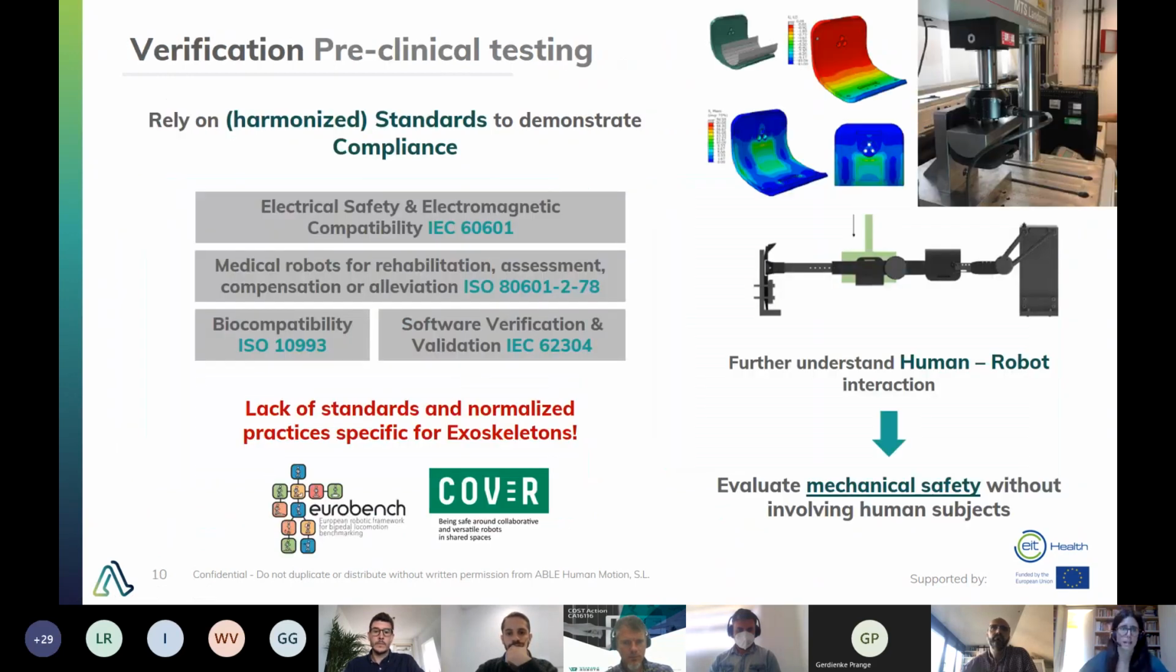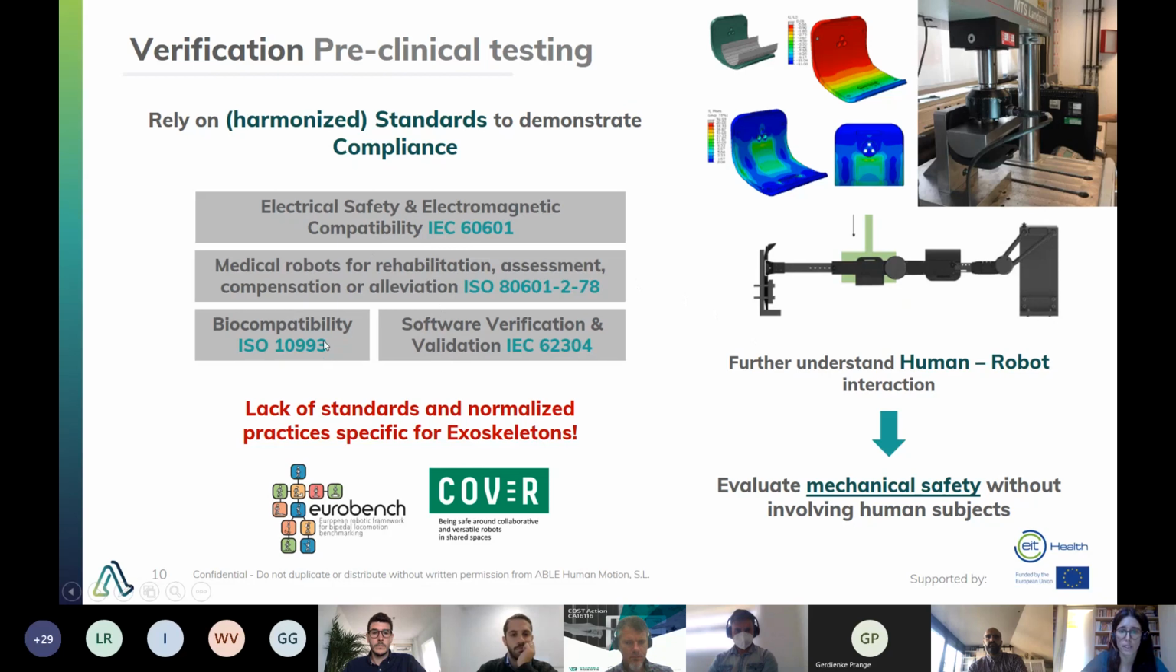Okay, so let's start with verification activities and all the preclinical testing. As I said, the best strategy would be to rely on harmonized standards to demonstrate compliance. But unfortunately, with the MDR, as it's quite new, the harmonization of the standards has been delayed, and there are very few. But we expect that in the following months, some other standards will be harmonized, and we will be able to use them to demonstrate compliance.